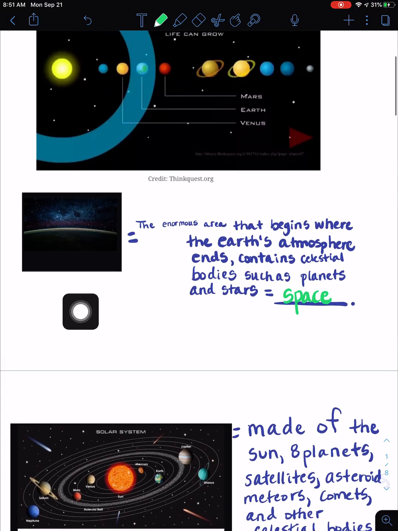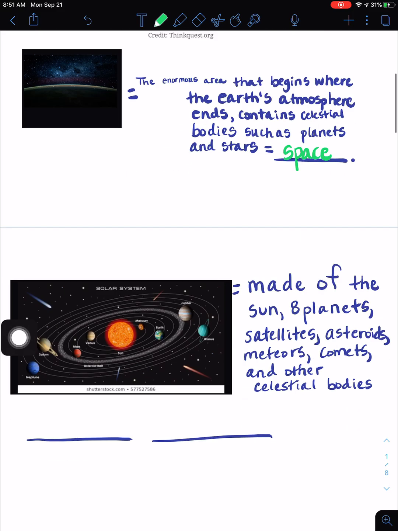And it uses the word enormous right there. Means gigantic. Sometimes it could mean endless. A higher level word that I liked a lot was vast, V-A-S-T, but yeah, the big area outside of the Earth's atmosphere is outer space, but we typically refer to it as space.